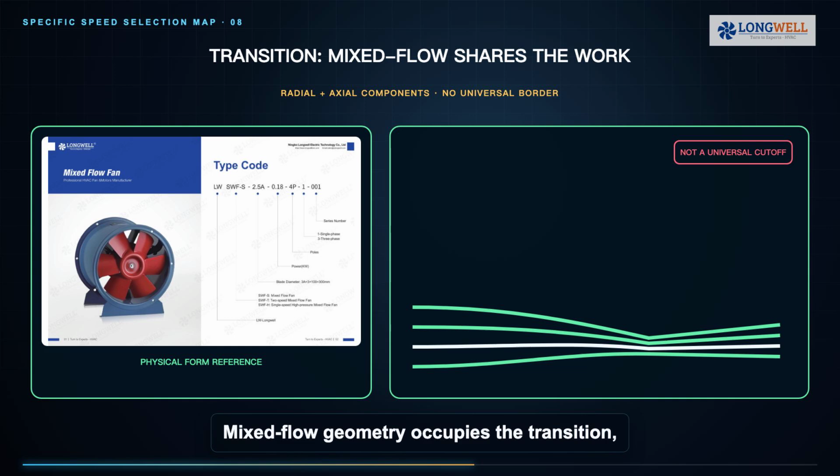selection. Mixed flow geometry occupies the transition, sending the stream both outward and downstream. It can combine more pressure capability than a simple propeller with a straighter flow path than a conventional radial machine. The current mixed flow catalog page provides visible construction context only. Our animated velocity triangles explain the idea. Neither image nor animation establishes an industry-wide numeric boundary.